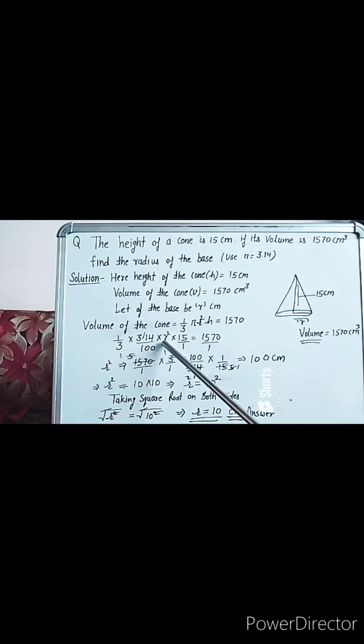Here we have to find the value of r square. So reverse this and this value. When it crosses the equal to, then these values are reversed. After solving we get the value of r square is equal to 100. But here we have to find the value of r. So taking square root on both sides we get the value of r is equal to 10 centimeter.